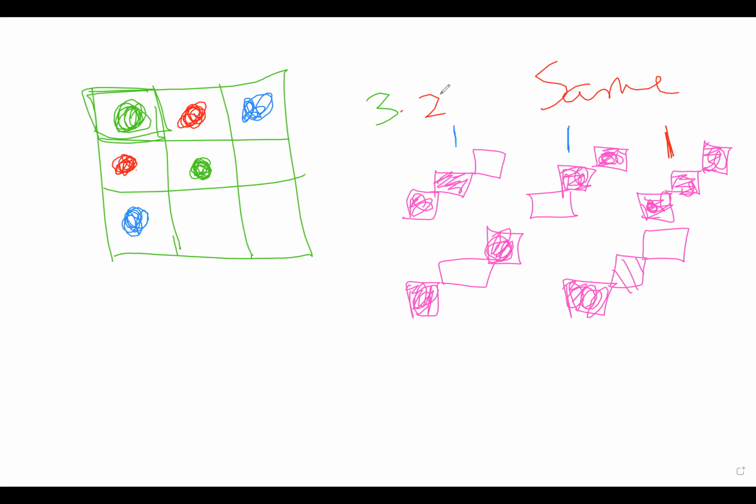So the answer is no, because the only other possible place for the last green would be this one. And then we need one more blue, but no matter where we put that other blue, it's going to be next to another blue. So this situation is not possible, right?